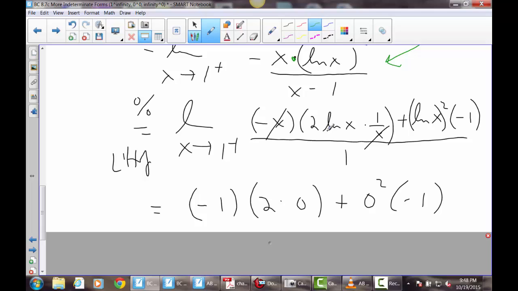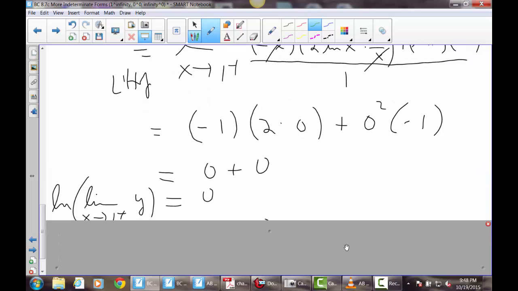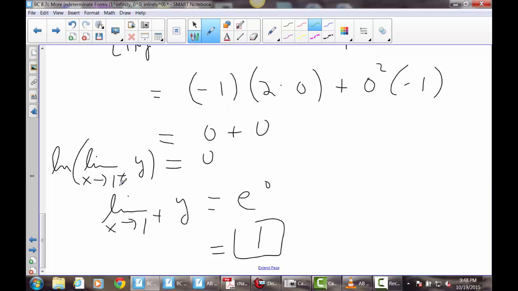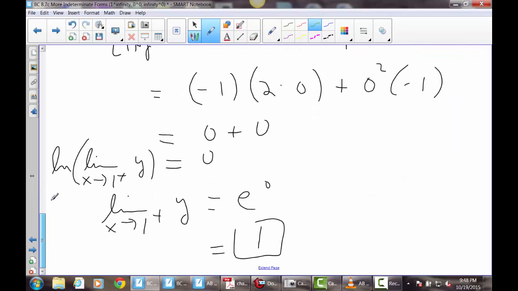Very nicely, these x's cancel, and now when I plug in my 1, I have negative 1 times, the limit as x approaches 1 from the right is 0, 2 times 0 is 0, plus the ln of x as x approaches 1 from the right is 0, 0 squared, times negative 1. And of course, all of that worked to get 0, but remember the answer is not 0, the answer is e to the 0, because I have to get rid of this ln over here by doing e to the power on the right side.